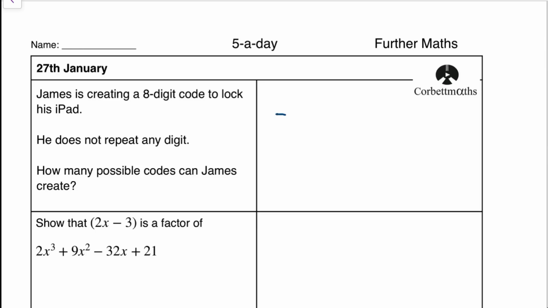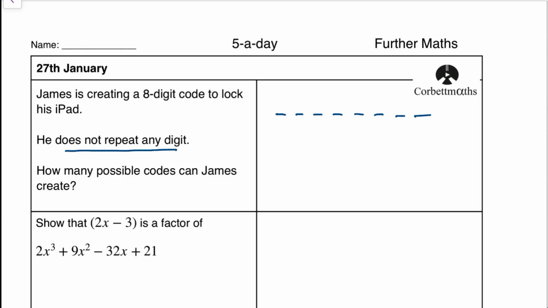So I've got 8 digits, so 1, 2, 3, 4, 5, 6, 7, missed one off the end, there we go, 8. Does not repeat any digit is clearly the key here. If you can repeat digits, then it's 10 times 10 times 10 times 10, 8 times.